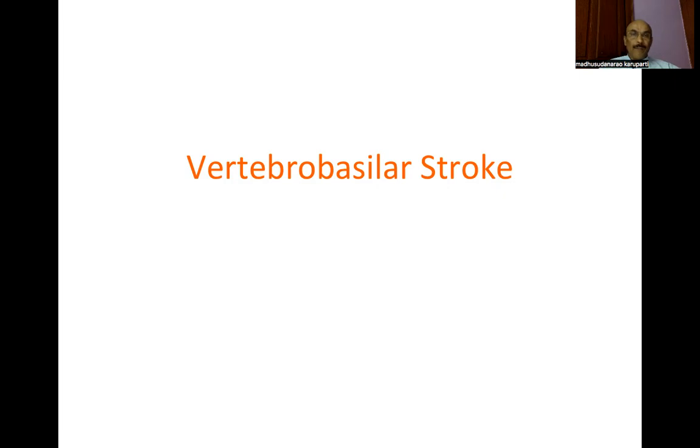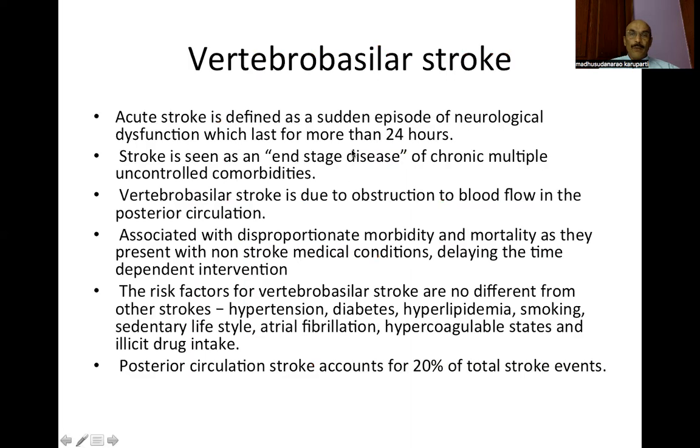Stroke, as I told you, is the episodic loss of neuronal function, a sudden episode of neurological dysfunction which lasts for more than 24 hours. Stroke is seen as the end-stage disease of chronic multiple uncontrolled comorbidities, like hypertension and diabetes, which run uncontrolled for a long time, resulting in the end-stage disease manifesting as stroke. As I told you, acute stroke is defined as the sudden episode of neurological dysfunction lasting more than 24 hours.